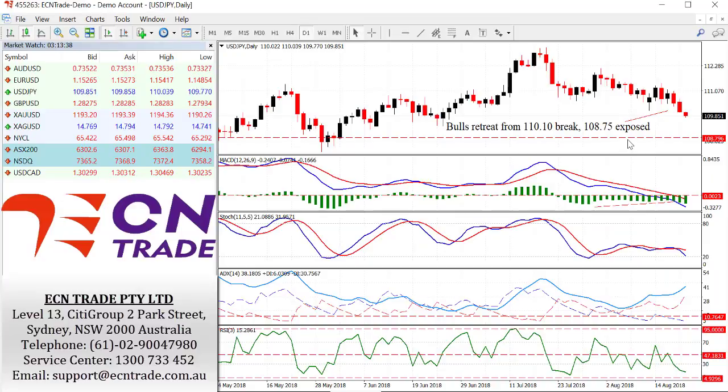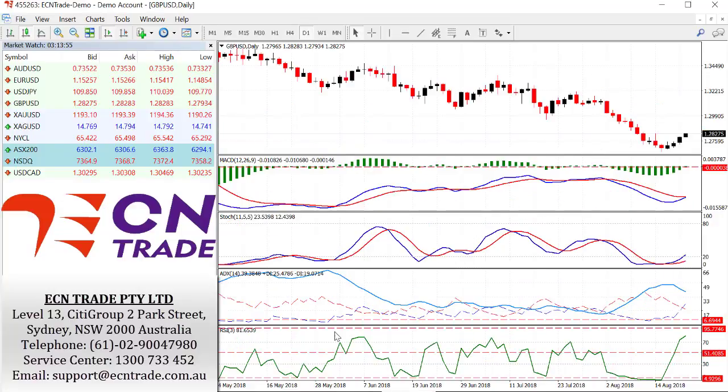Well, the dollar yen took out the 110.10 support and now exposes a region of 108.75. It is assessed that further weakness will come into today as the weaker US dollar continues. But towards the 108.75, I do expect to see a rebound.